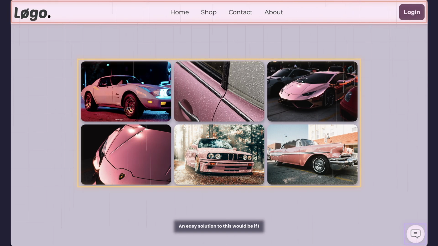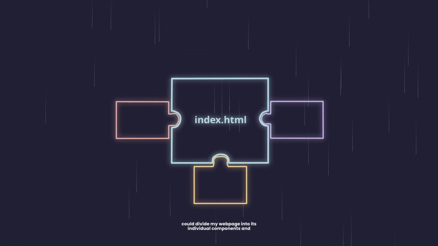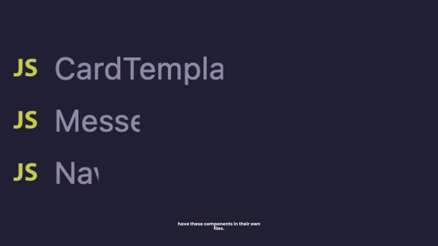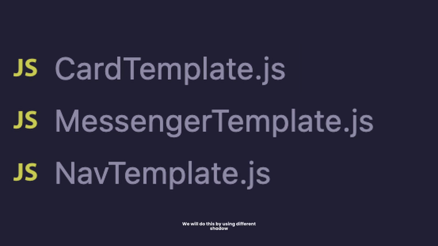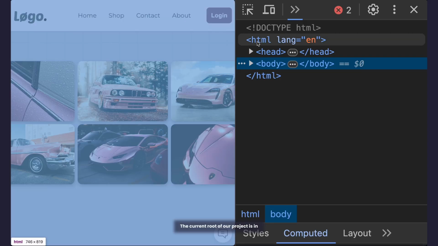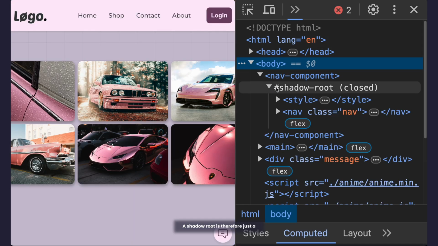An easy solution to this would be if I could divide my web page into its individual components and have these components in their own files. We will do this by using different shadow roots, or else known as shadow DOMs. The current root of our project is in the HTML tag of our index.html script. A shadow root is therefore just a different root inside the main root. Let's see how it works.